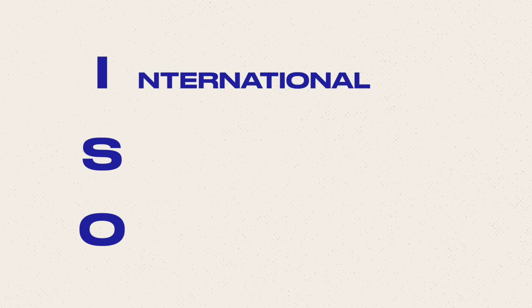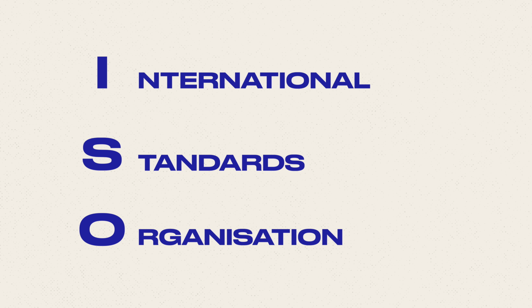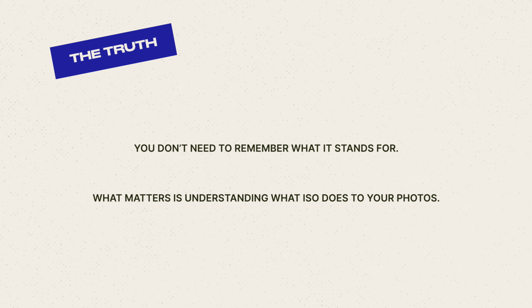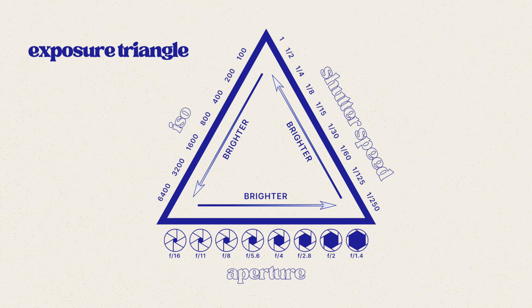Technically, it stands for International Standards Organization. Helpful, right? Not really. Here's the truth. You don't need to remember what it stands for. What matters is understanding what ISO does to your photos. ISO is one of the three main settings in the exposure triangle, along with aperture and shutter speed. Together, these three control your exposure, or how bright or dark your image is.